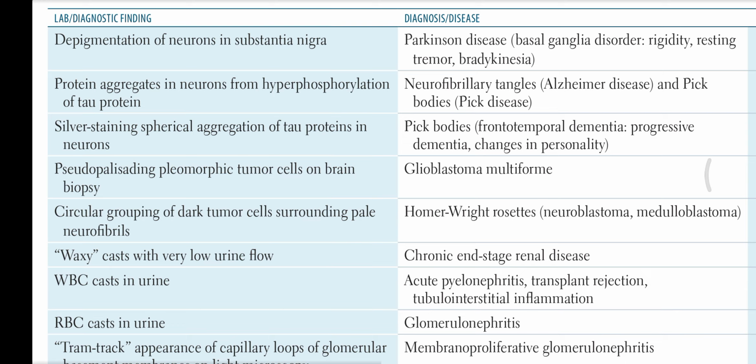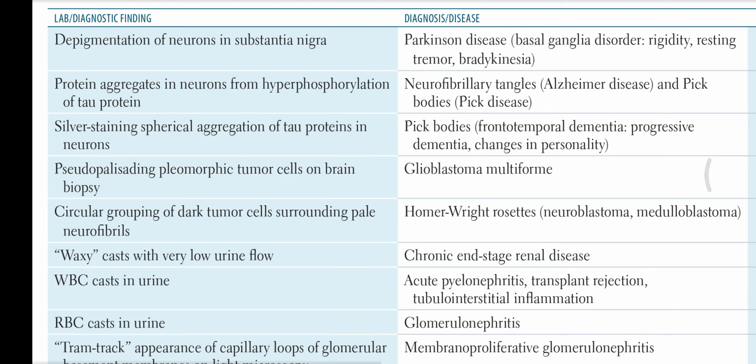Silver staining spherical aggregations of tau protein in neurons. Pick bodies. Frontotemporal dementia, progressive dementia, change in personality.